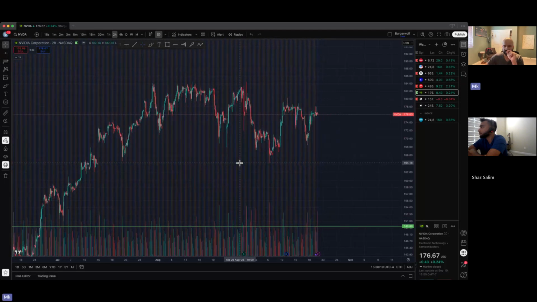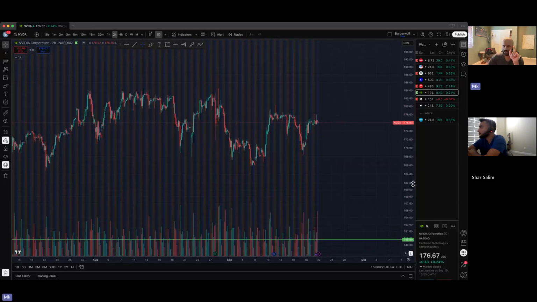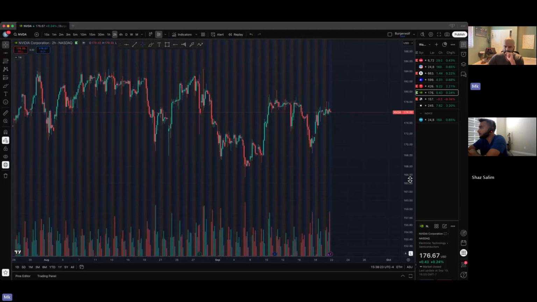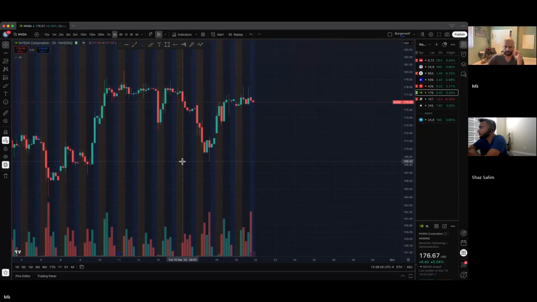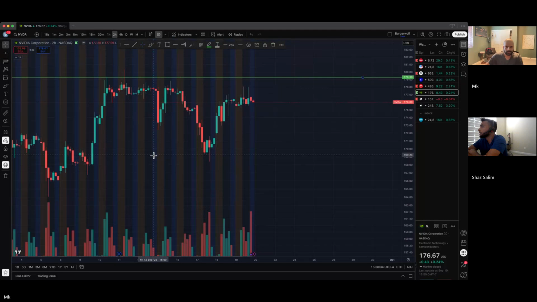I have a way that we could do this in real time. I think this will be easier to explain. So right now, this is our current range. This is the week of September 16th. So you have this high and you have this low, right?